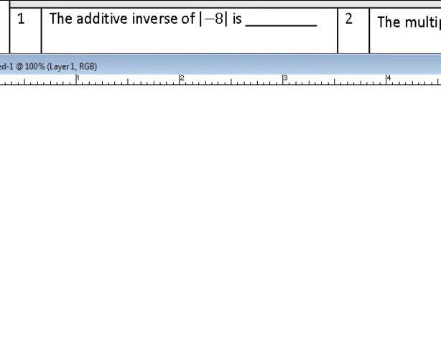The first question on our review is, what is the additive inverse of the absolute value of minus 8? Okay, so the absolute value of minus 8 is 8, and the additive inverse of 8 is minus 8.